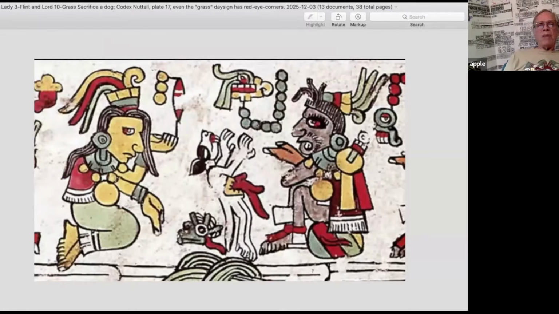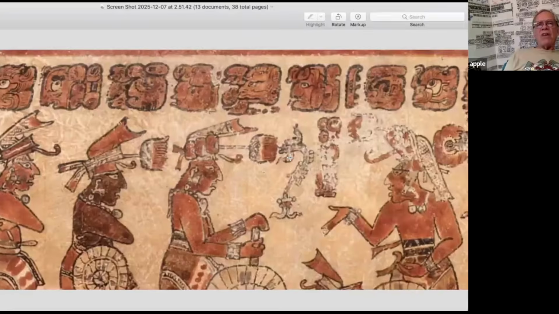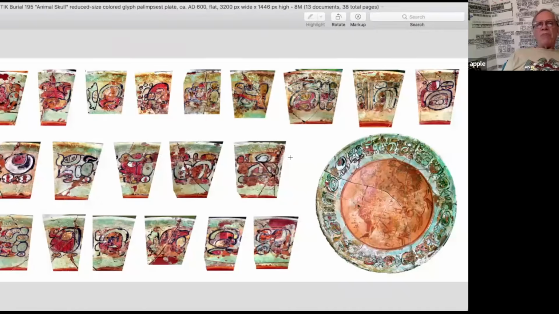The skin in this person's painted yellow. This person's painted brown, gray, or something like that, although his hand is brown. So I haven't looked much at Aztec colors. But this is the plate with its glyphs distributed. We've already looked at it.